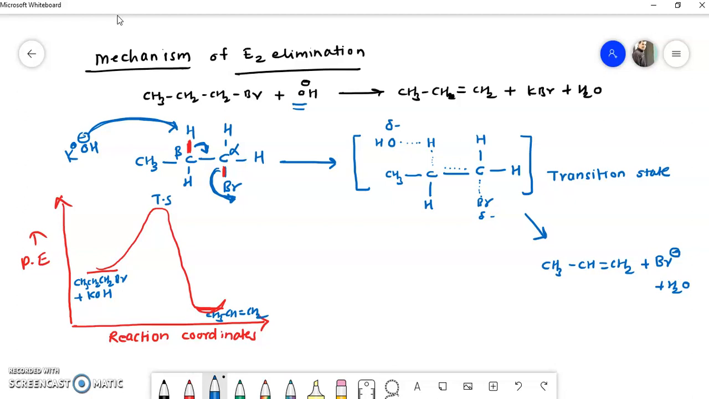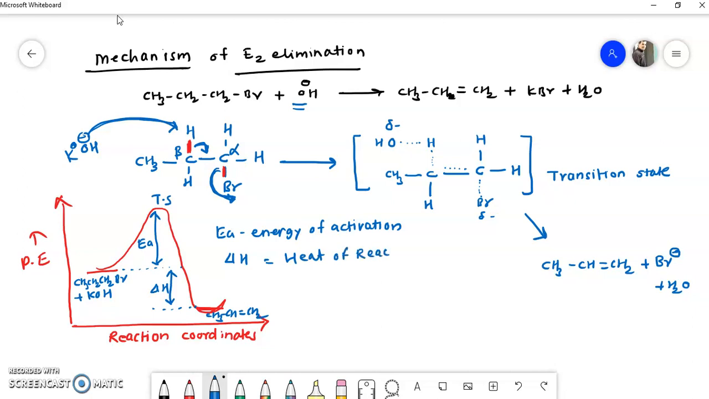Okay, so if we draw the line here, then you see there is a difference between the energy of product and reactant. So this we can say is delta H. This is the energy of reaction, and this we can say is EA, that is energy of activation. That means the amount of energy required to raise a starting material to the transition state is called EA. So EA is energy of activation, and delta H is heat of reaction.